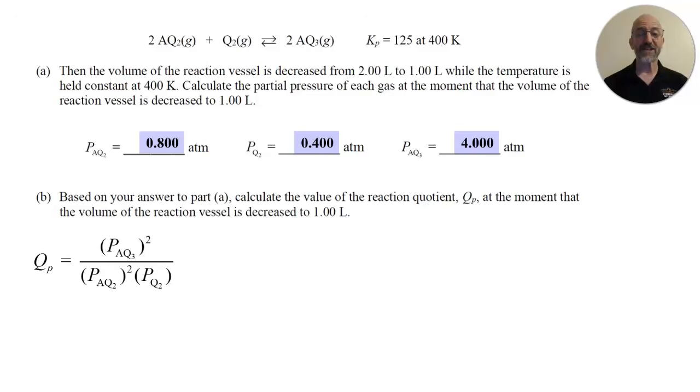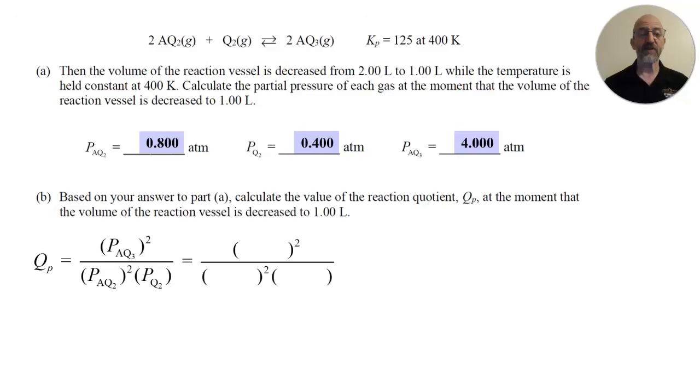Now, my prediction is that we will not get a value of 125, and the reason why I'm saying that is because there's a different number of moles of gas on the left side and the right side of this equation, so it is likely that Q will not be equal to K, and there will be a net conversion either from left to right or right to left. Let's go ahead and do the math.